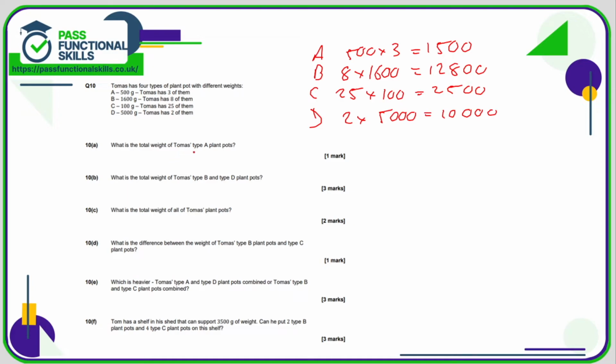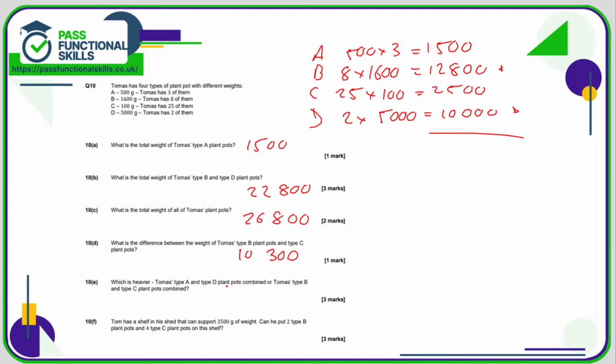So what's the total weight of Thomas's type A pots? 1,500. Type B and type D is these two figures added together, so that comes to 22,800. The total weight of all of his pot plants is all of these numbers added together. Again, you're allowed to use a calculator, so that's nice and easy. 26,800. What's the difference between the weight of B and C? Well, that's 12,800 take away 2,500, so that is 10,300 grams.